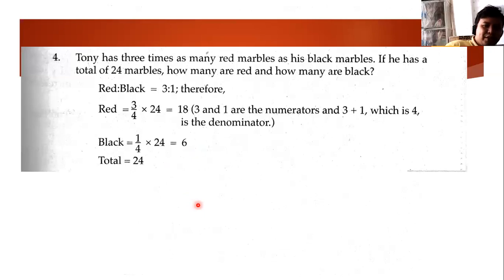Next, number 4. Tony has 3 times as many red marbles as black marbles. If he has a total of 24 marbles, how many are red and how many are black?